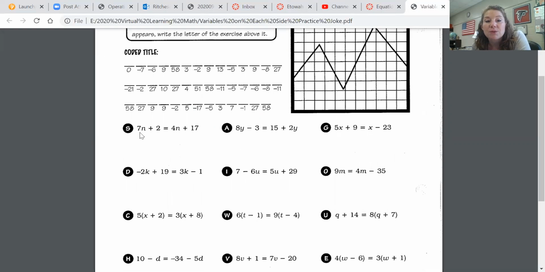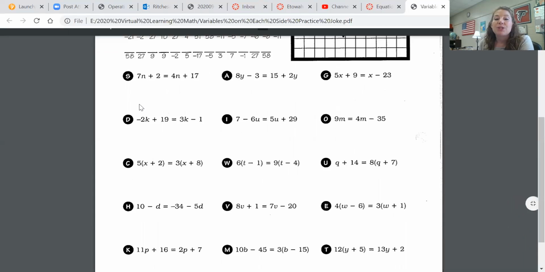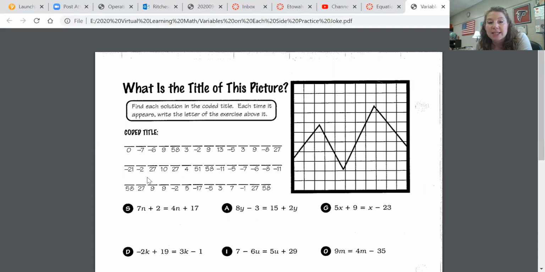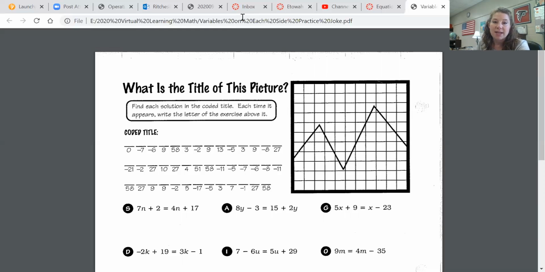If the answer were 4, you would go up here and find all the 4s. There's 1, and you would write an S there. If there's more than one 4, write an S everywhere you see the number 4. When you finish answering these problems, this will say something up here that should make sense. It's in English, it's not gibberish. If you get something that isn't spelled right, then probably one of your answers is wrong. If you get the correct title of this picture, I'm going to know that your answers are all correct. So that's what you're sending me. You're not sending me the answers, you're sending me the coded title. You're just going to type it in that space that I've given you.